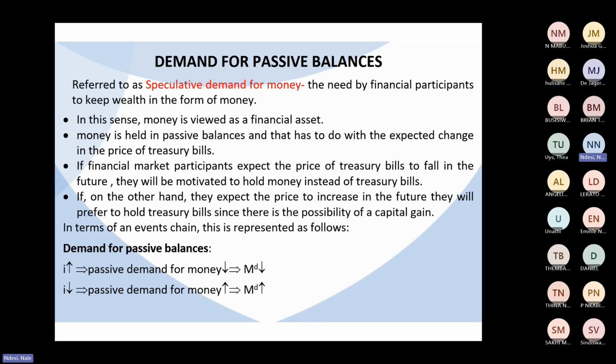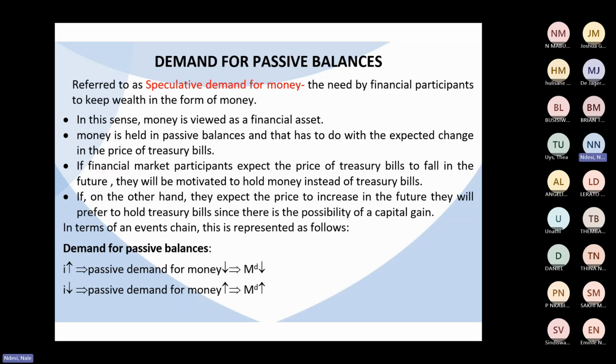So the higher the interest rate, the higher the opportunity cost of holding money, since money earns no interest. Based on this opportunity cost, we can expect that when the cost of holding money goes up, the financial market participants will be less motivated to hold money. They will opt for bonds. Therefore, there is a negative relationship between the interest rate and the demand for money, because when the interest rate goes up, the demand for money goes down.